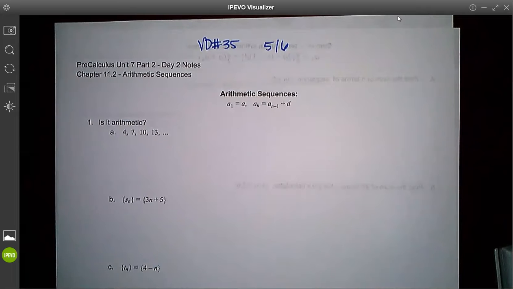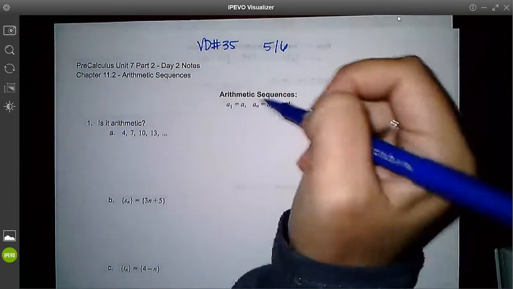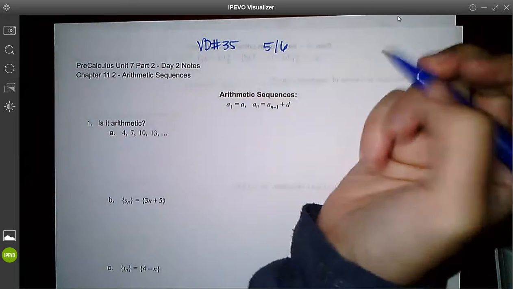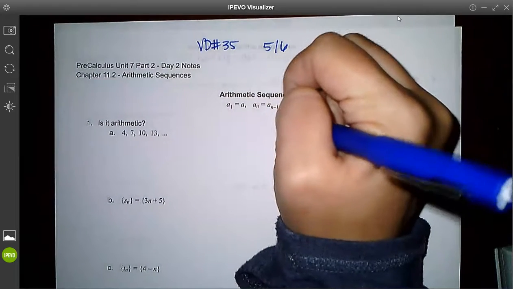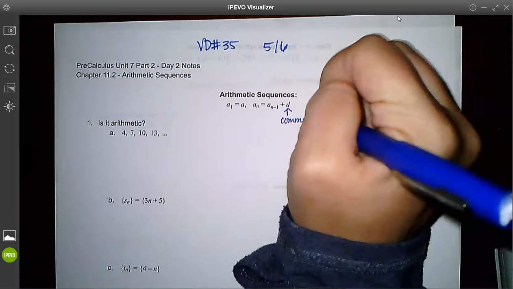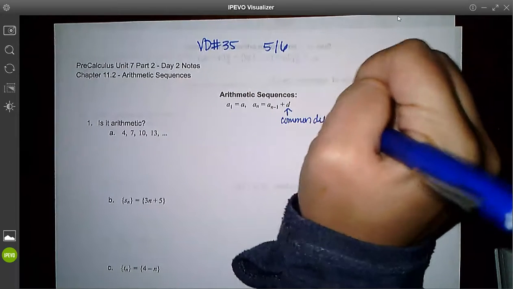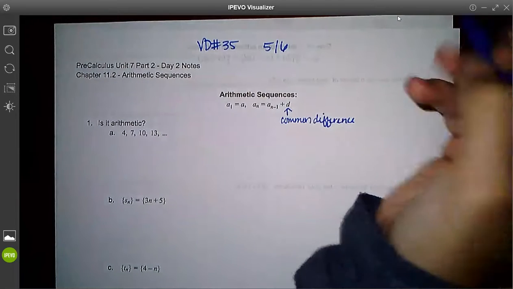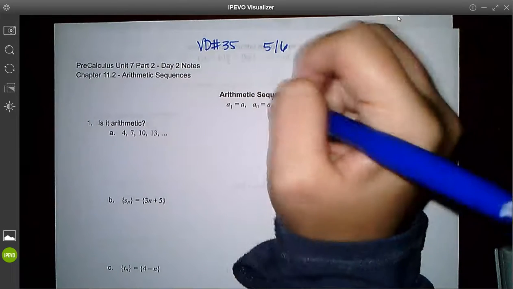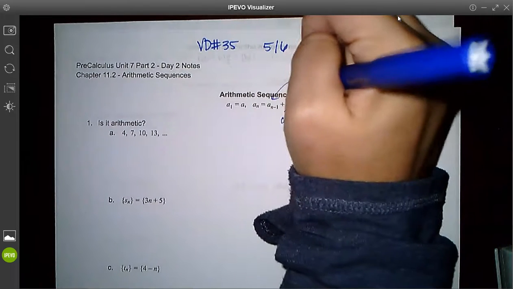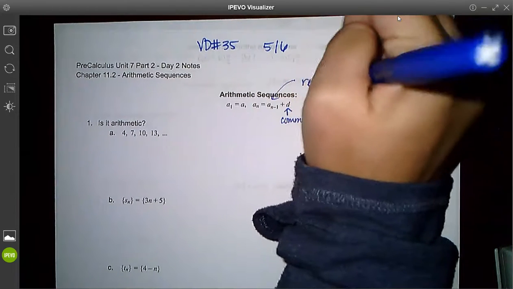Arithmetic means that you add something each time. Arithmetic, addition, I hope that is easy for you to remember. B is going to be what's called your common difference, which is what you're adding each time. And this whole formula here is your recursive formula.